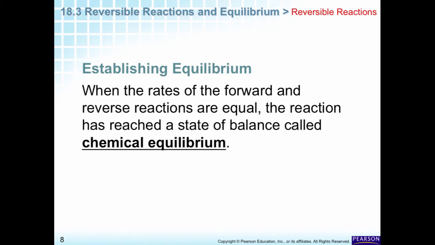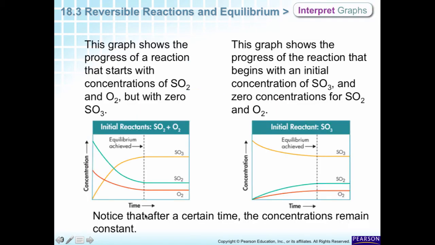So equilibrium actually has to do with rate. The rate of the forward and reverse reactions are equal. That's when we're at chemical equilibrium. They're still reacting, but the rate is equal, so you're not seeing a change in concentration of the products and reactants at equilibrium. So let's look at this graphically.